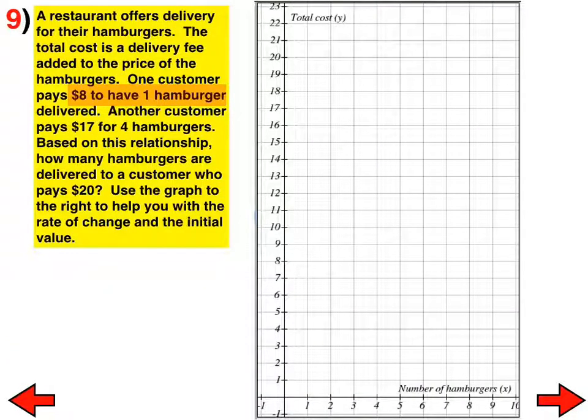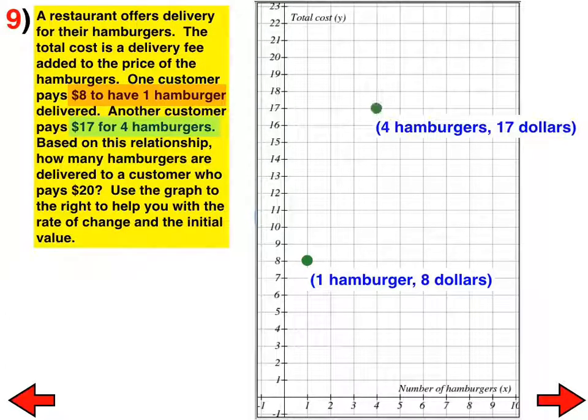Everybody do number 9. Number 9, a restaurant offers a delivery for their hamburgers. The total cost is a delivery fee added to the price of the hamburgers. One customer pays $8 for one hamburger, which of course would be right there as the ordered pair. Another customer pays $17 for 4 hamburgers, so that would be that right there. Based on this relationship, how many hamburgers are delivered to a customer who pays $20?